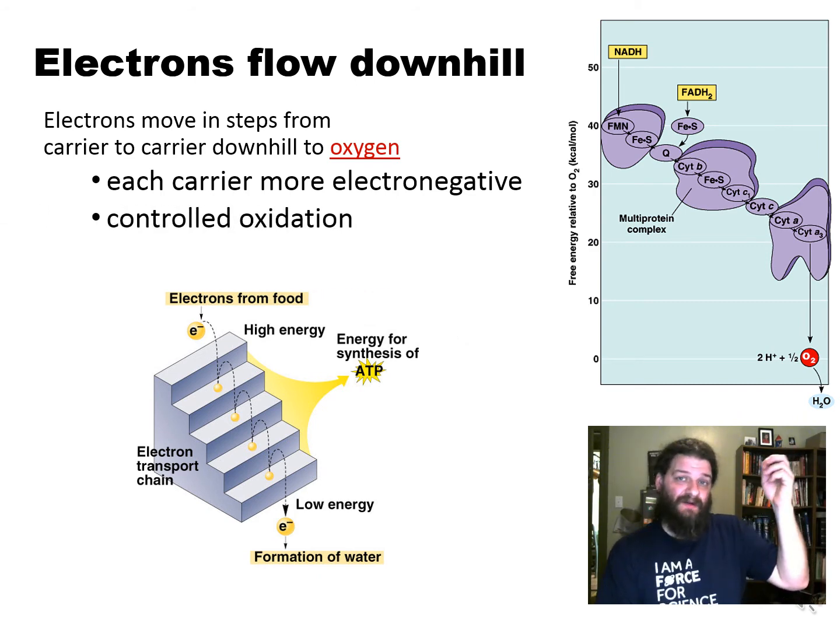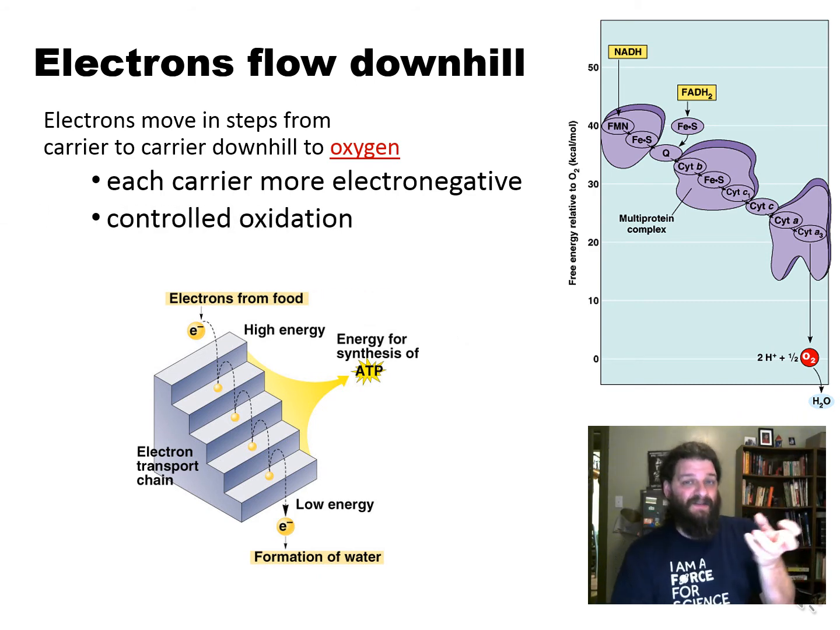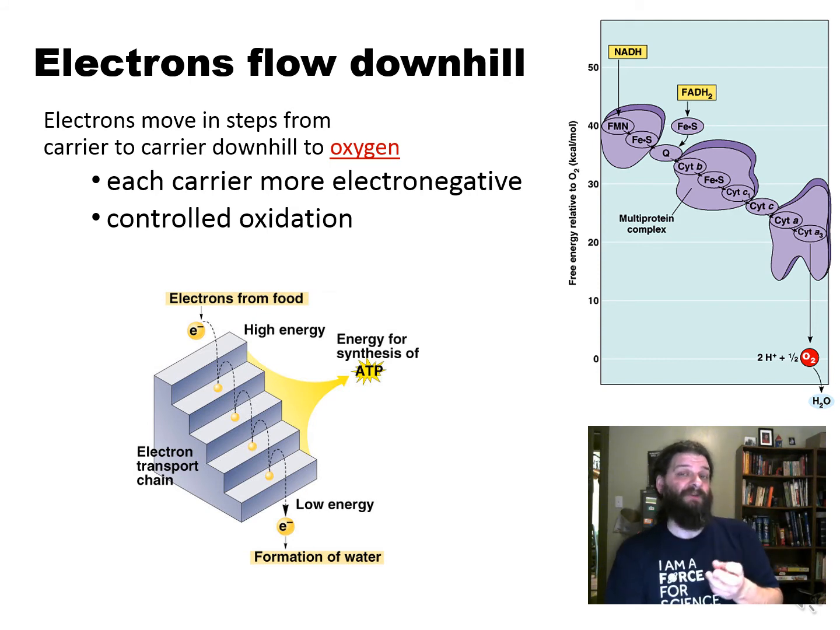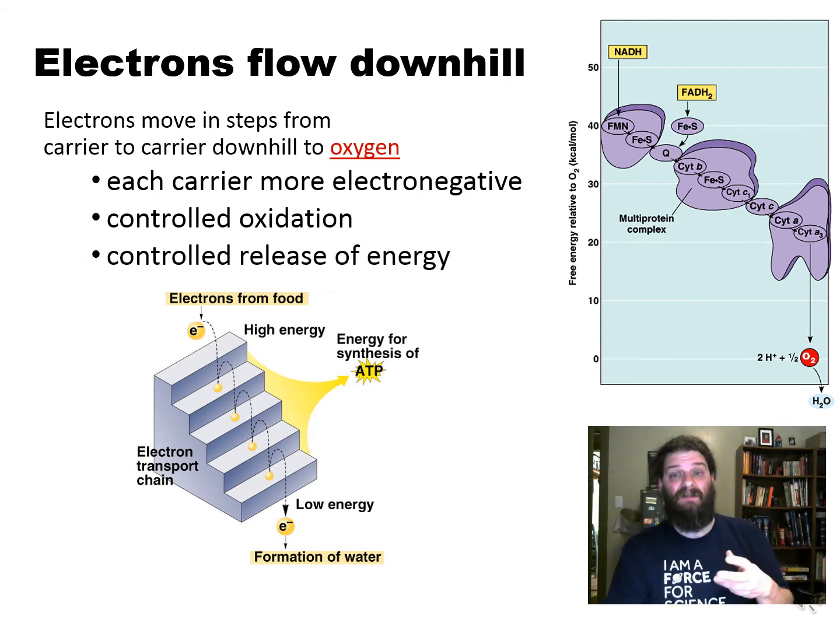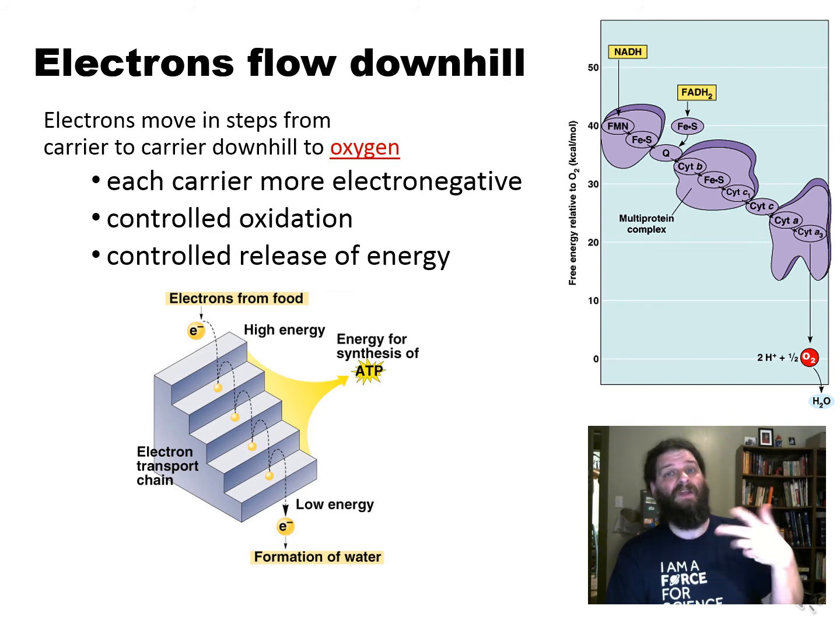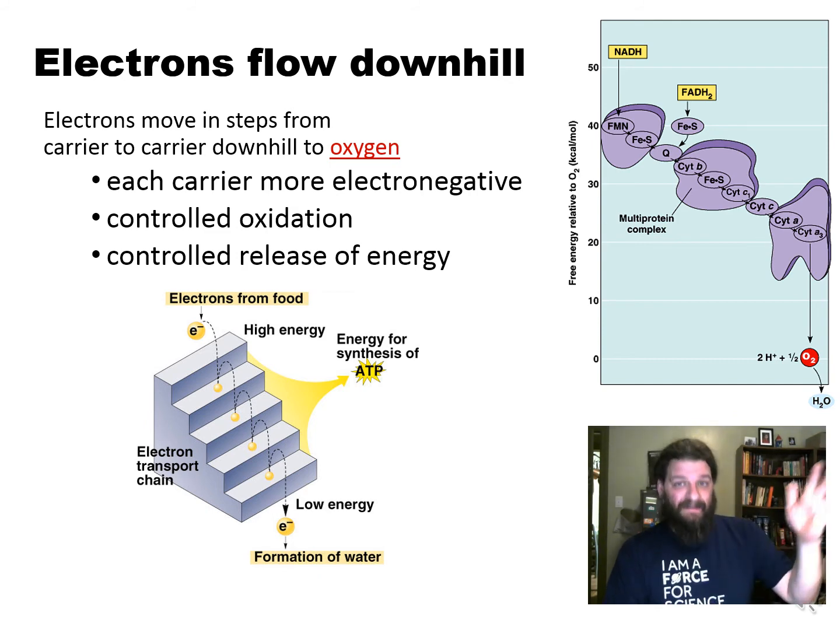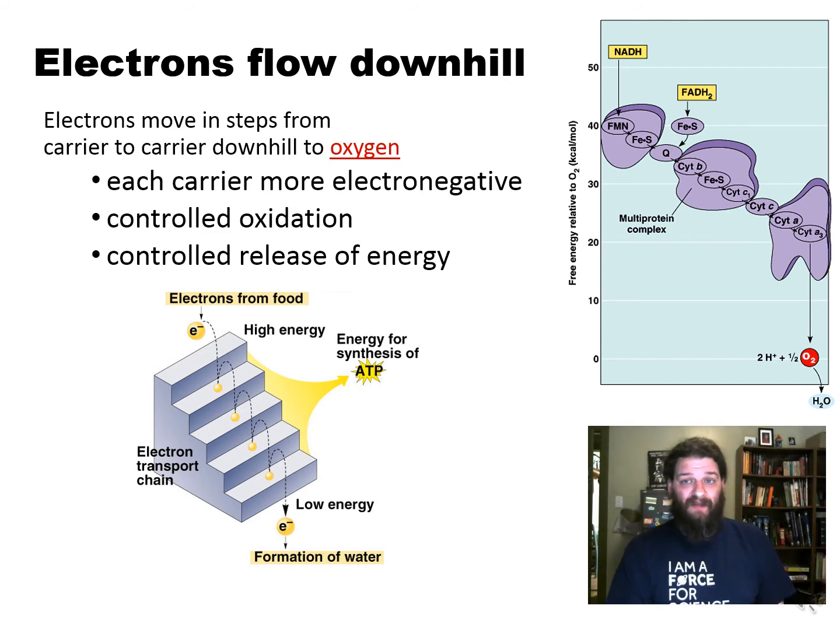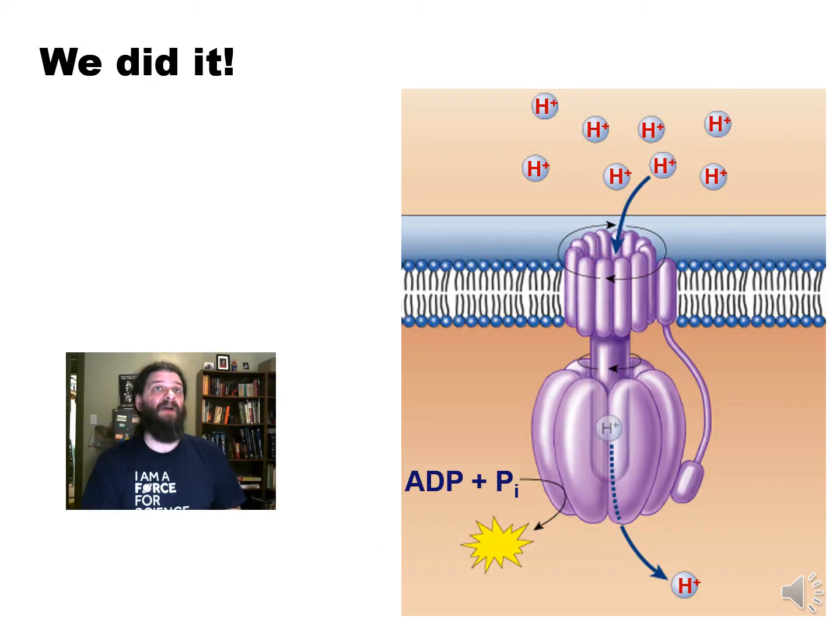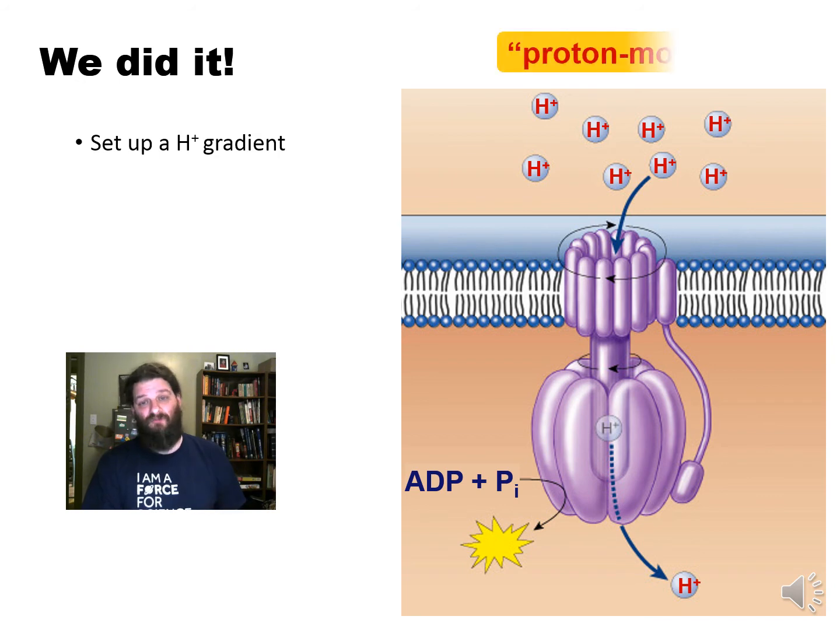So as that electron is moved to the next carrier, it's held a bit closer and a little bit closer and a little bit closer. And so that controlled oxidation leads to a controlled release of energy. And that little bit of energy can be used to change the shape of the protein and cause the protein to move the proton into the inner membrane space. And there we did it. Now we have finally set up that proton gradient.